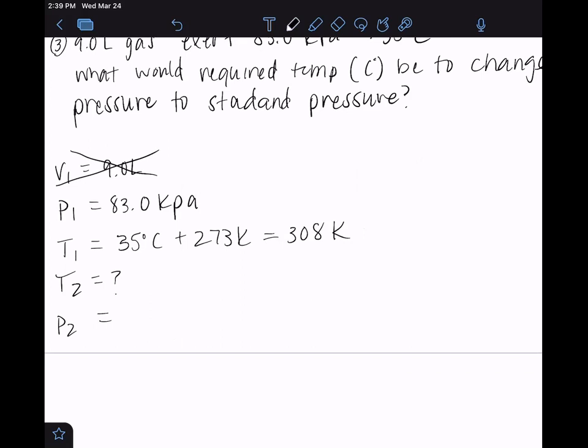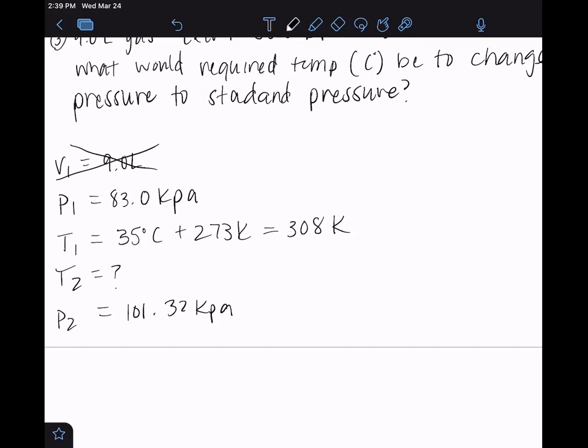And standard pressure is what? The standard pressure in kilopascals is 101.32 kPa. That is standard pressure. Again, you would be given that on your cheat sheet for this class. So now you just go ahead and set this up.